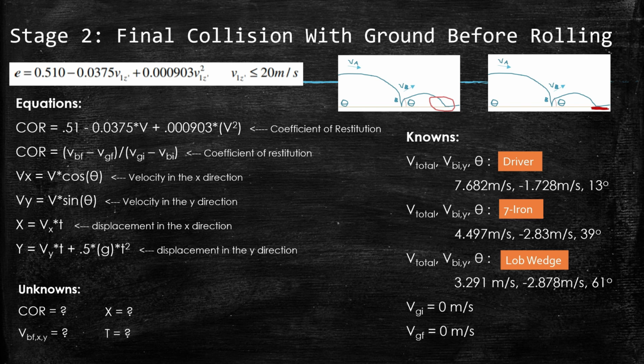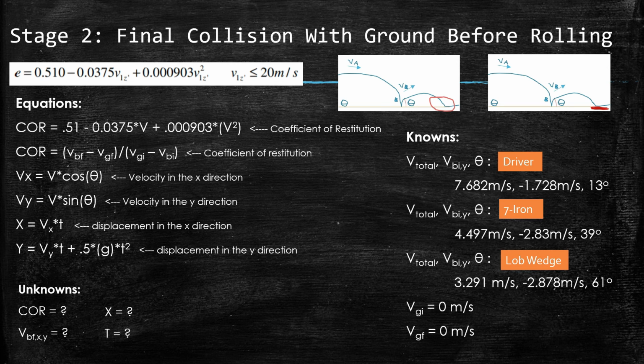Now that we know those numbers, we can then solve for the final collision with the ground before rolling. So we have both of our coefficient of restitution equations, the velocities in the x and y direction equations, and the displacement in the x and y direction equations. We know the total velocity, the initial y velocity, and the angle of all 3 clubs, and the initial and final velocity of the ground. What we want to find out is the coefficient of restitution for each ball, the displacement, the final velocity in both the x and y direction, and time.